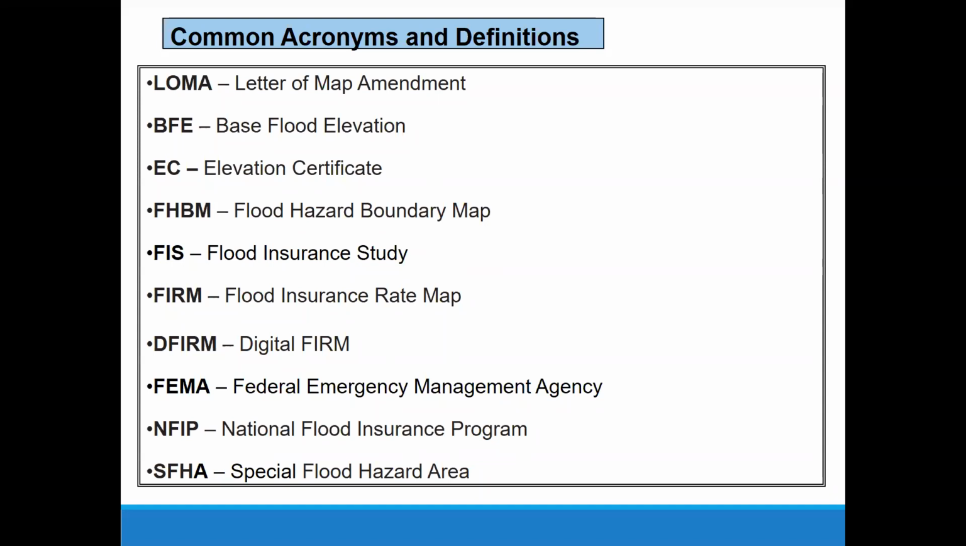A LOMA is a letter of map amendment. That is a document from FEMA that says by this letter we are amending or changing our flood map so that the described property, usually a street address, is not considered to be in the floodplain anymore. Sometimes those LOMAs are for a metes and bounds description, sometimes they're just for the house itself.